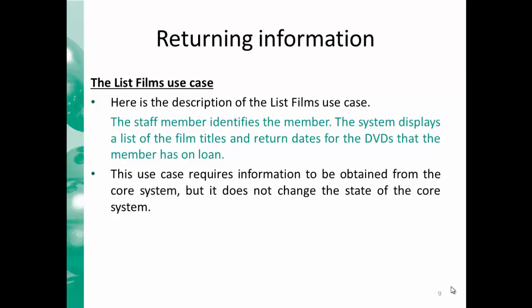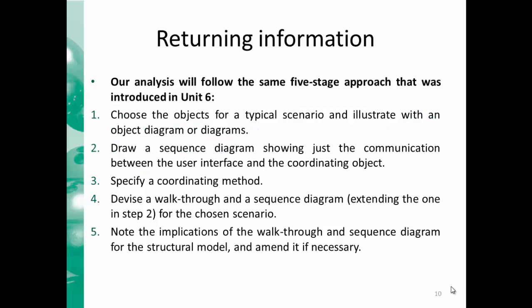Now we go through the same approach, and this approach is summarized here. What we do, we choose the objects for a typical scenario and illustrate with the object diagram, or diagrams if we need more than one diagram. And now we draw the sequence diagram showing just the communication between the user interface and the coordinating object only first. And then according to this sequence diagram, we decide about the specifications of the coordinating method. After that, we will continue the walkthrough and devise it to complete the sequence diagram showing the coordination and the interaction between the coordinating object and the core system objects.